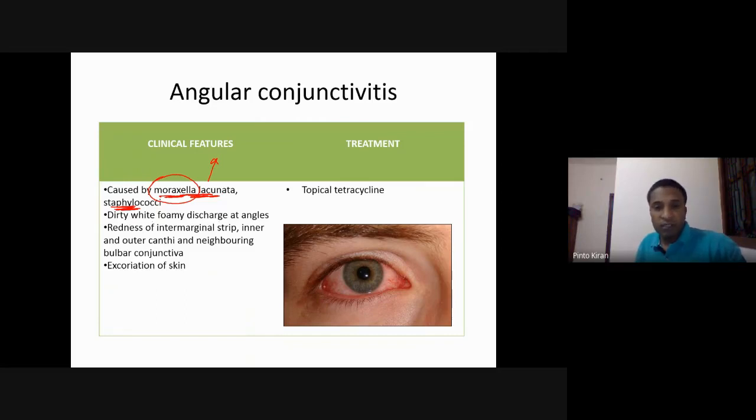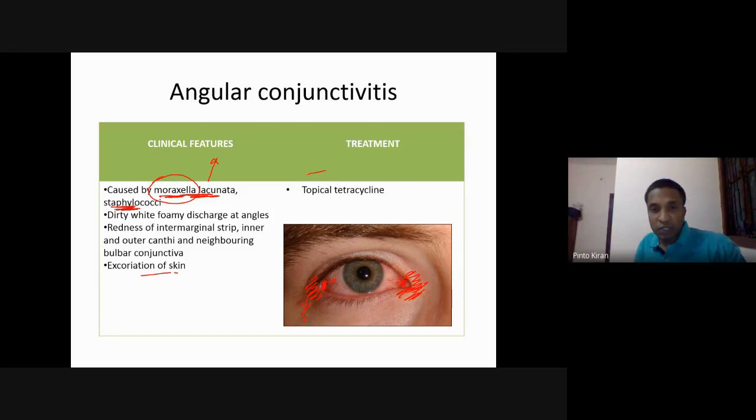Normally, what will happen at the corners, whether it is the lateral canthus or the medial canthus, at the corners, the patient will have a redness where they will have a white discharge coming from here, and the surrounding bulbar conjunctiva will have a redness, and the overlying skin also becomes excoriated because the patient will have a very intense itching. Because of frequent rubbing, the patient will develop excoriation of the skin.